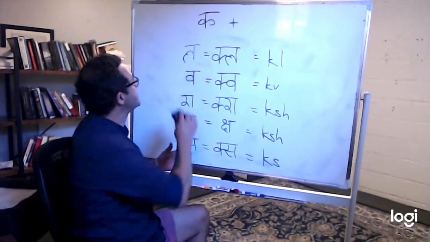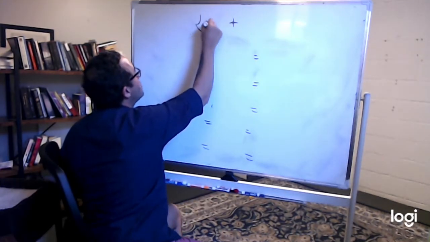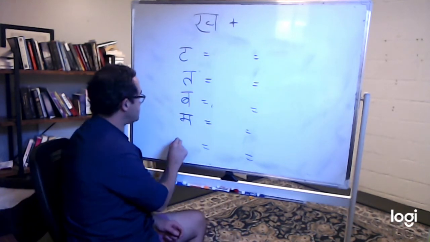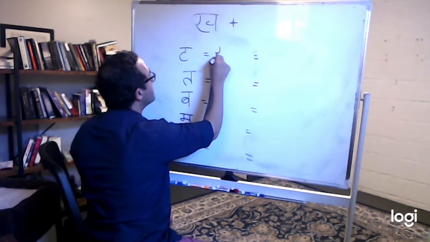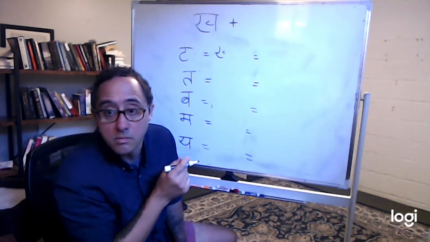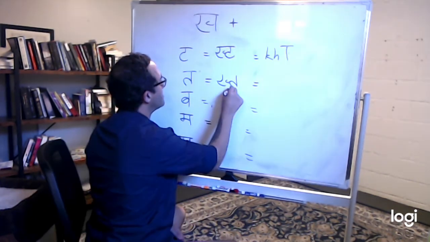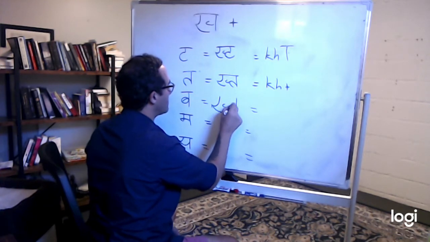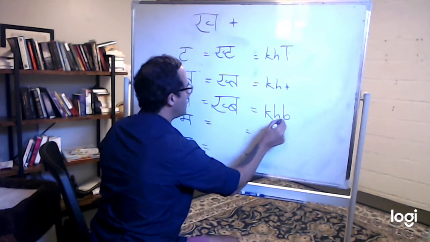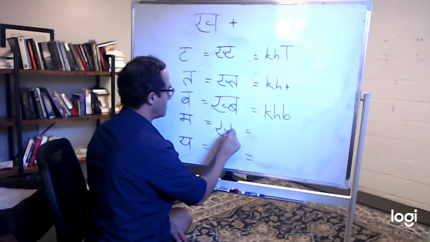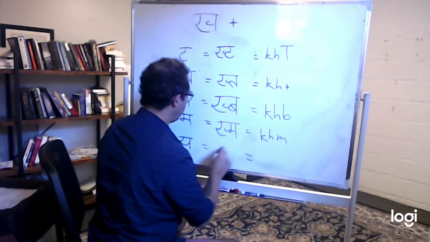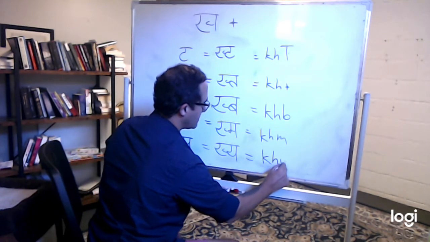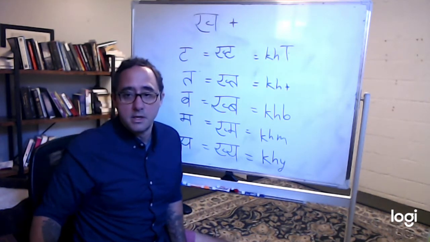We're going to get through the kas. And this would also work for either the K or the Kh. It would go for either of those. Kta, kba, kma, kya. Okay, got all this written down.